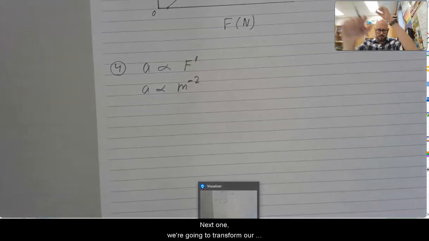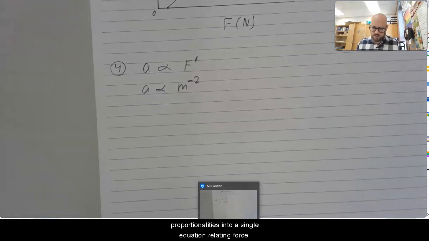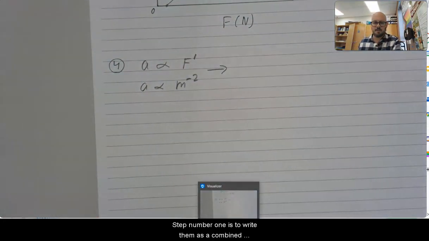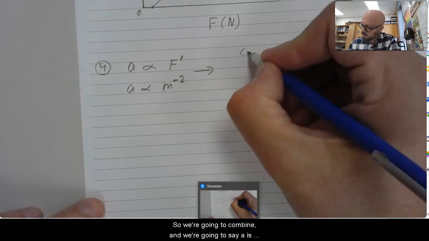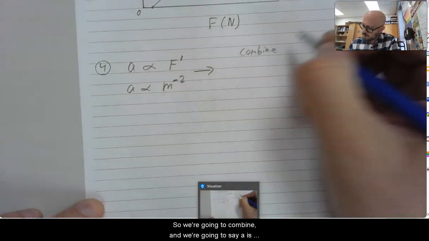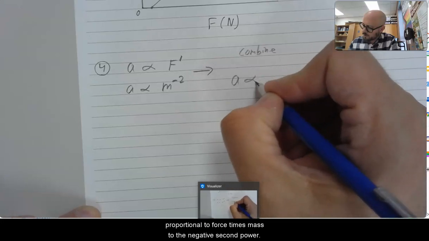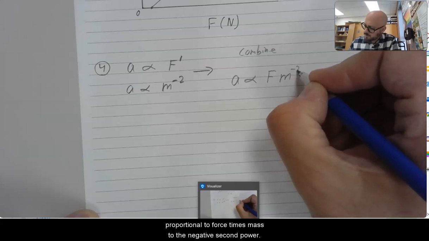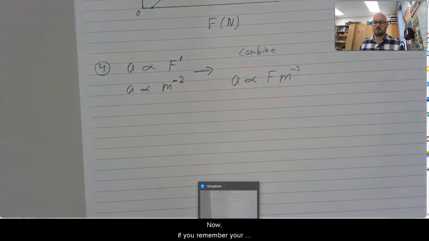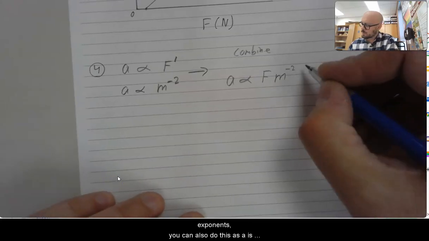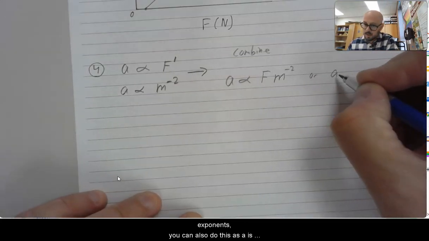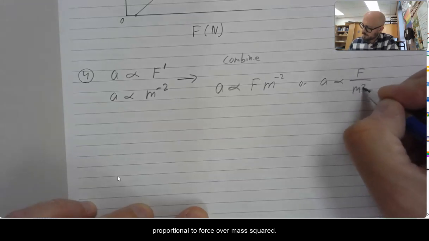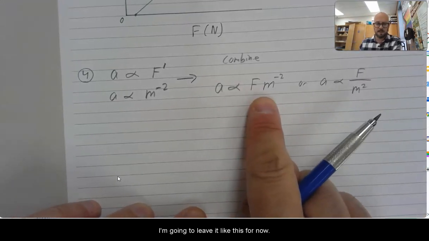Next one, we're going to transform our proportionalities into a single equation relating force, mass, and acceleration. Step number 1 is to write them as a combined proportionality. So we're going to combine, and we're going to say A is proportional to force times mass to the negative second power. If you remember your exponents, you can also write this as A is proportional to force over mass squared. But I'm going to leave it like this for now.